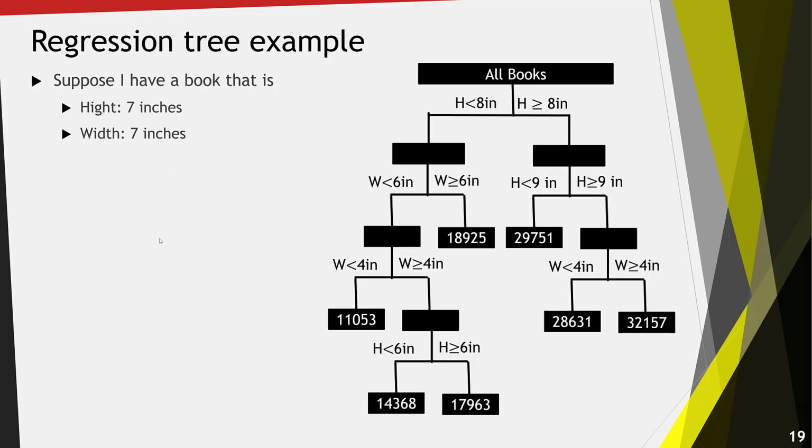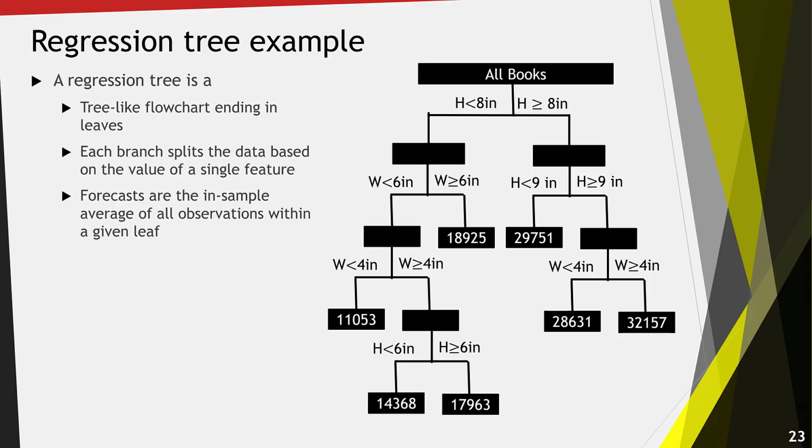As a second example, suppose I have a book that is 7 inches tall and 7 inches wide. Looking at the first split, it's less than 8 inches tall, so we would move to this leaf. We would then compare its width to the 6-inch split. It is larger than 6 inches, and so we end in this leaf here, and our predicted value for the number of words would be 18,925.